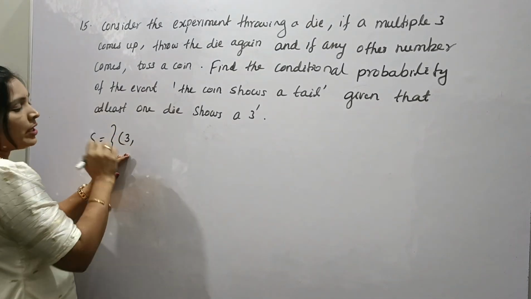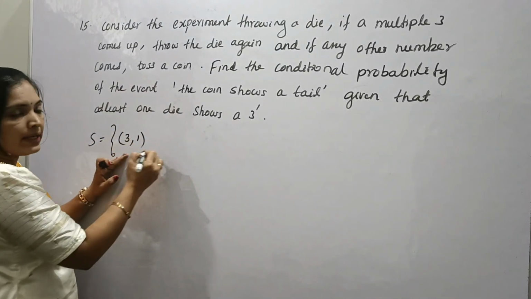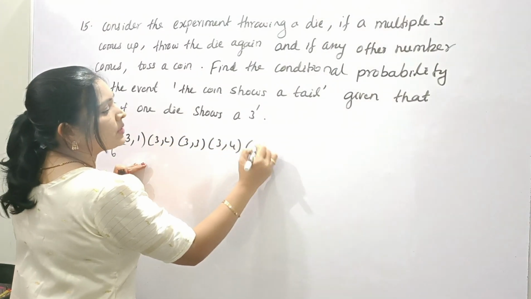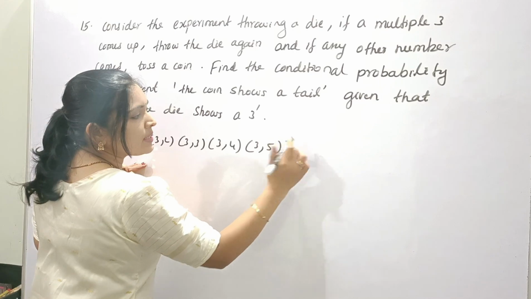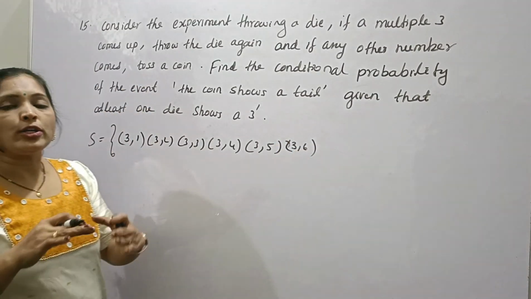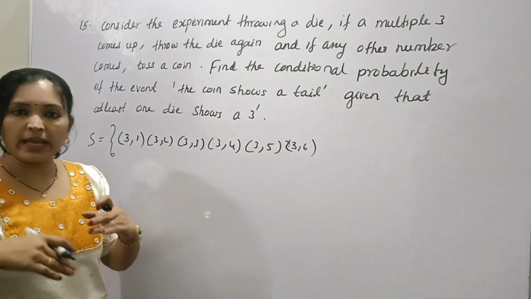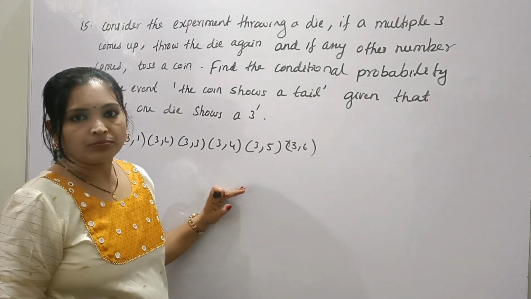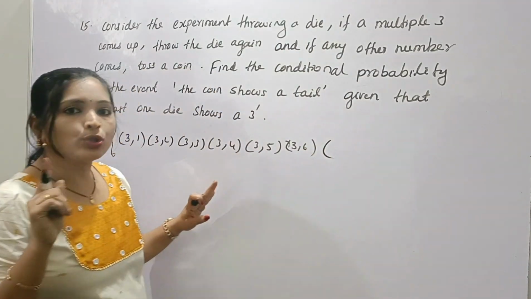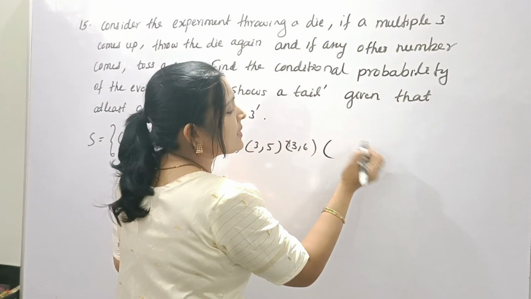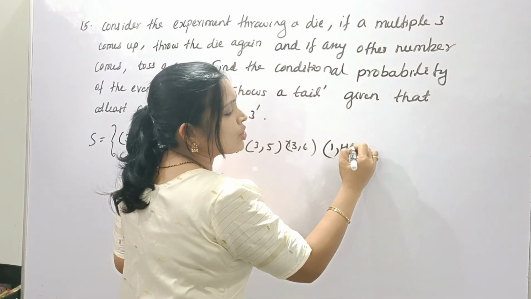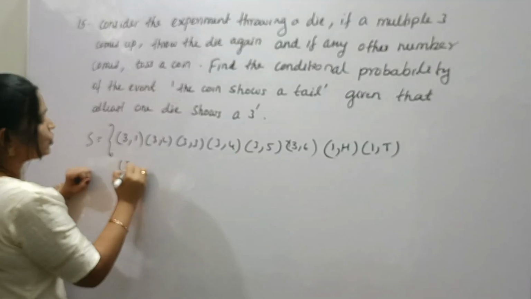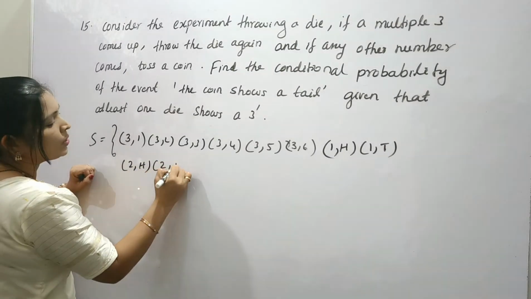So the sample space, if you get 3, is (3,1), (3,2), (3,3), (3,4), (3,5), (3,6). Suppose you are not getting 3. If you get any other number, then you have to toss a coin. So what are the possibilities? Here 1H, 1T. Next 2H, 2T.